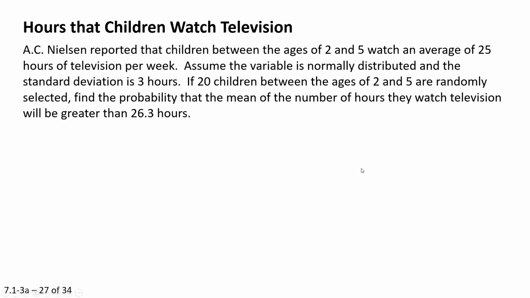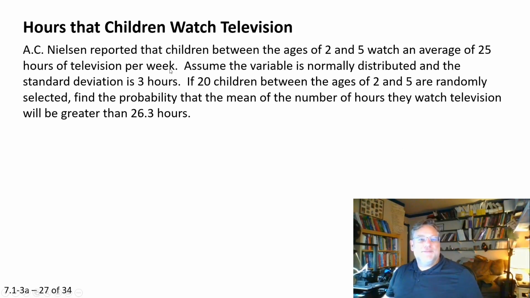Okay, so let's see if we can use this information here. A.C. Nielsen reported that children between the ages of 2 and 5 watch an average of 25 hours of television per week. This is a little bit dated. Assume the variable is normally distributed and the standard deviation is 3 hours. Now look at what's being talked about here. This was something new from what we did with our normal distribution problems in the last chapter.